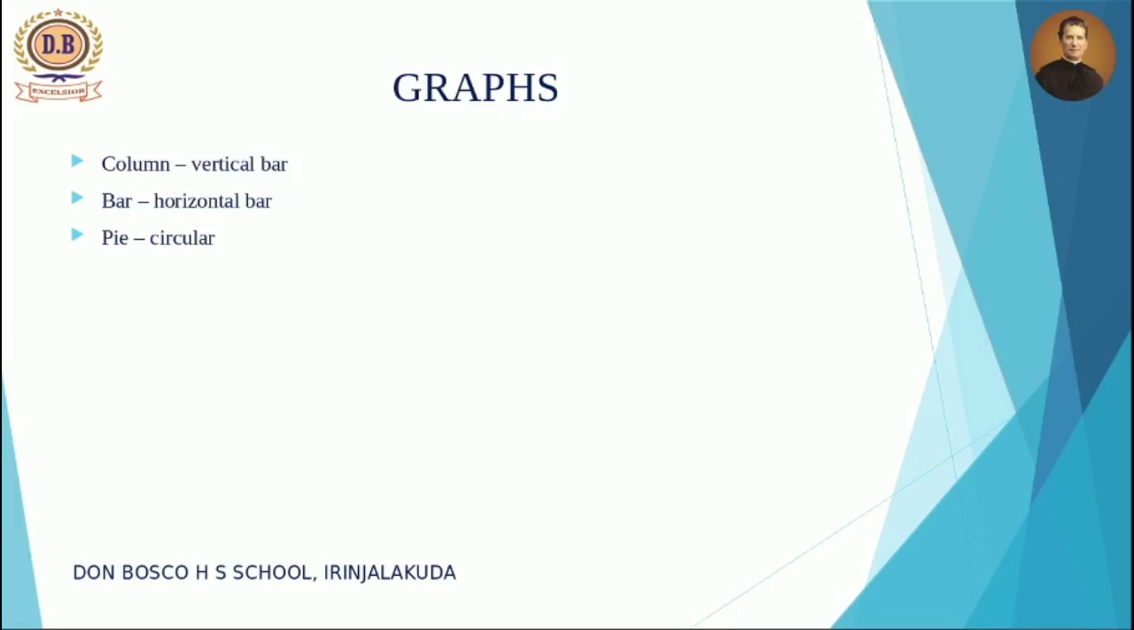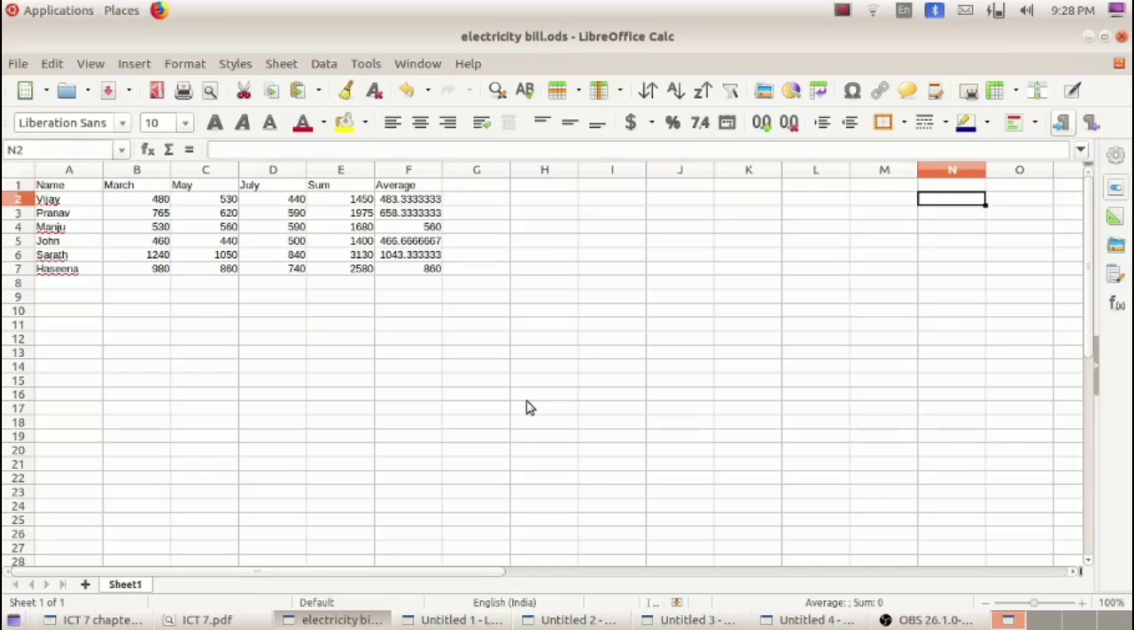Column diagram and bar diagram are bar graphs. Column is a vertical bar, bar is a horizontal bar. Then pie represents the data in a circular format. So we have three types of graphs: column, bar and pie. Column is a vertical bar, bar is a horizontal bar, pie is a circular diagram. Now let's see how to add graphs in the spreadsheet.